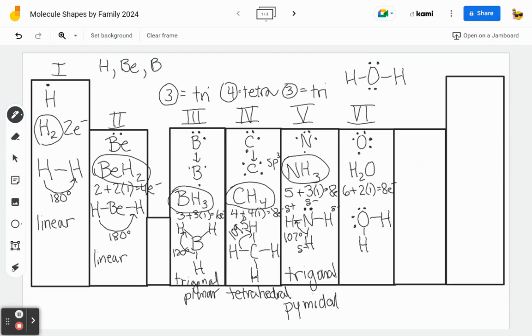It is not a linear molecule. So you won't see me draw it like that because I think it confuses people. You're going to see it drawn like that all over the place. But I draw it like this so you know that this molecule is bent.